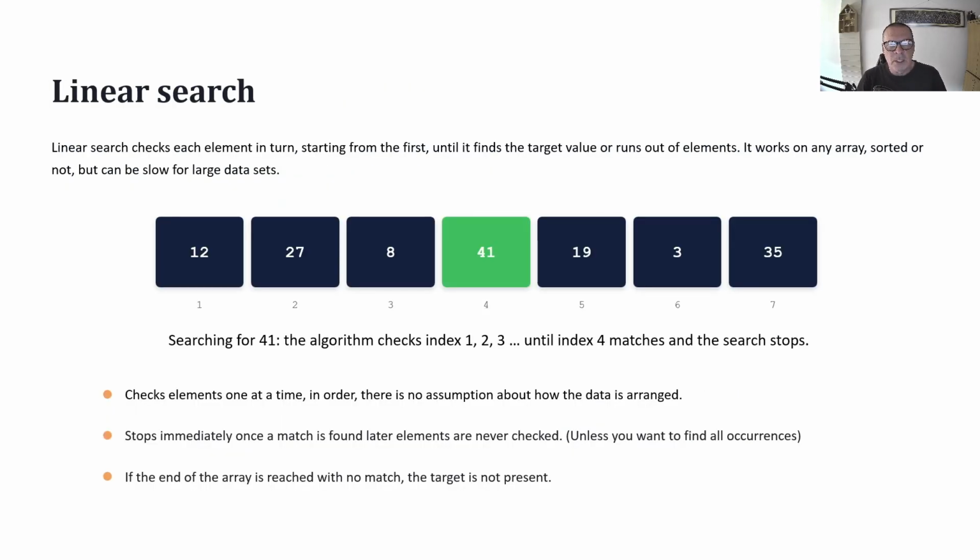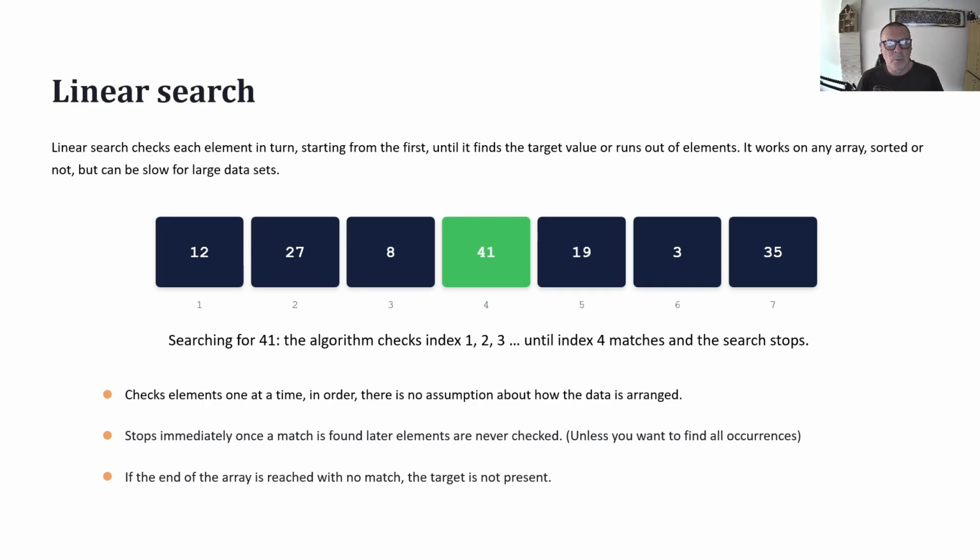Another thing we might need to do in an array is search for an item, and a linear search is the most basic form of that. So linear search checks each element in turn, starting from the first one, until it finds the target value or runs out of elements, i.e. it gets to the end of the array. So it works on any array whether it's been sorted or not, but it can be really slow for large data sets.